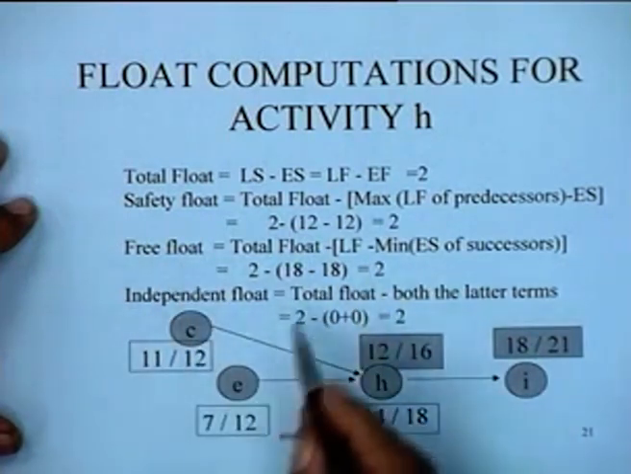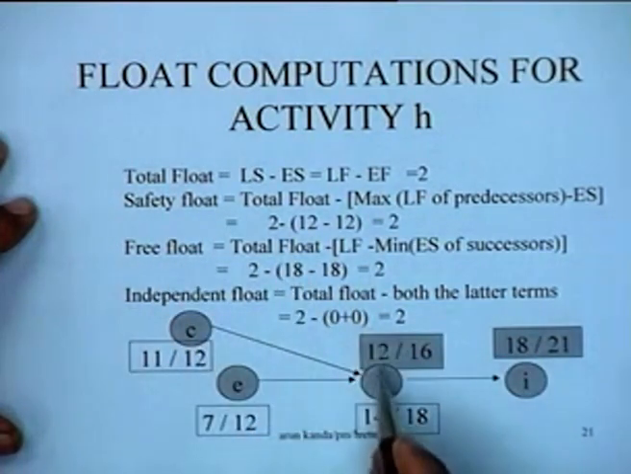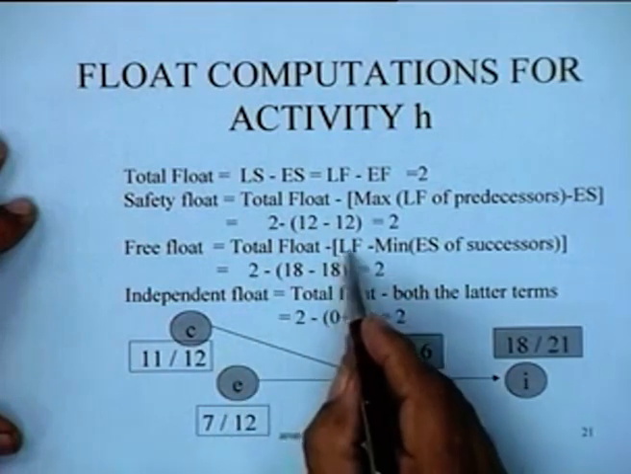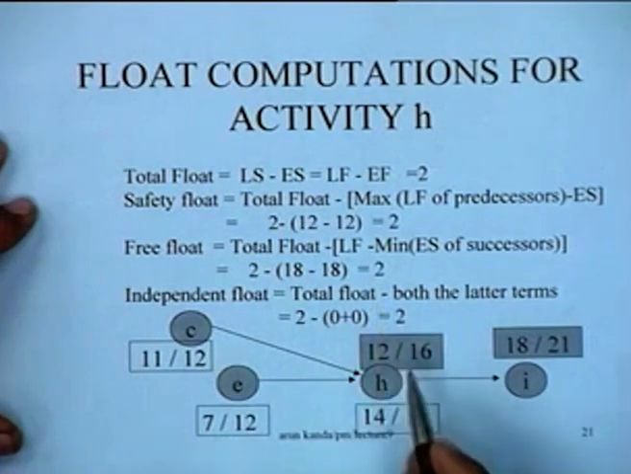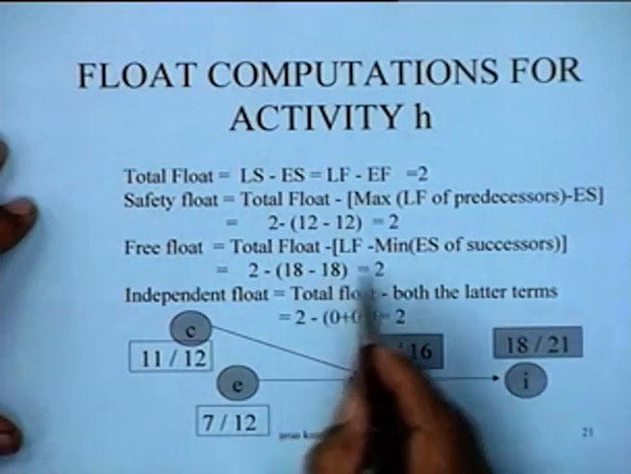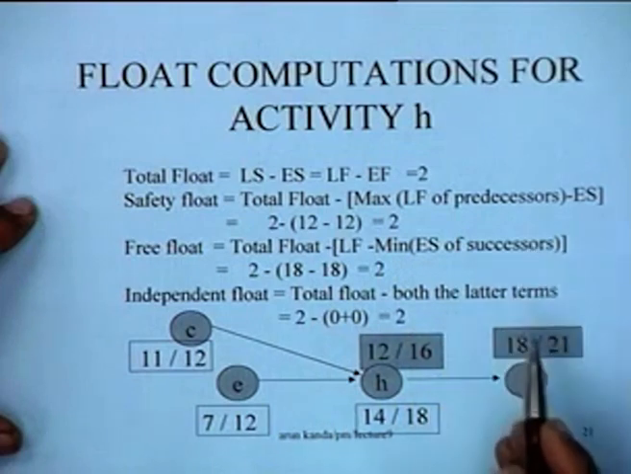Similarly, the free float is the total float, which is 2, minus the late finish of the activity. The late finish of the activity is 18. 18 minus the minimum of the early start of successors.